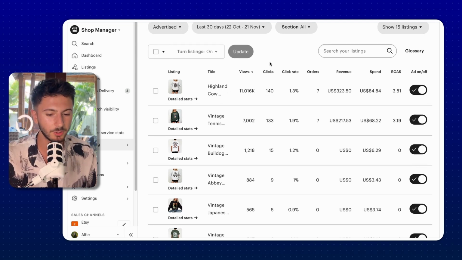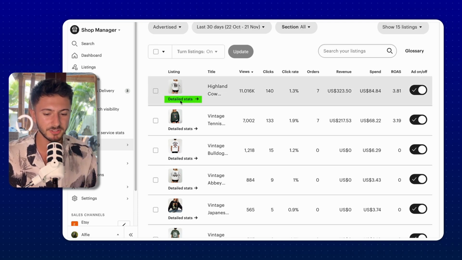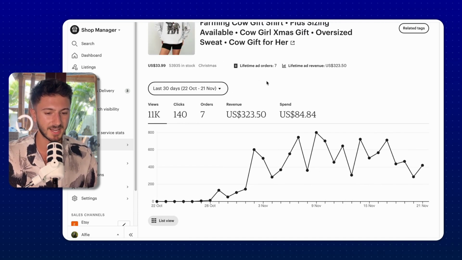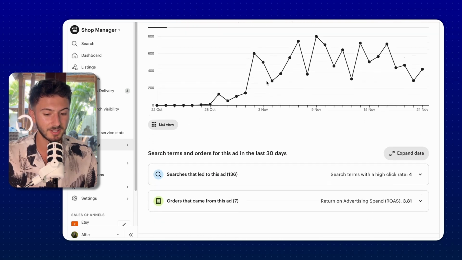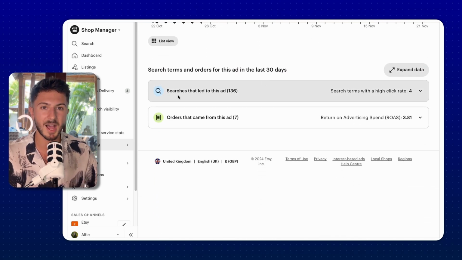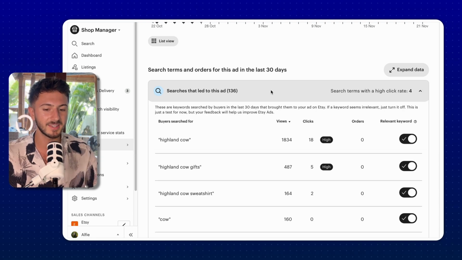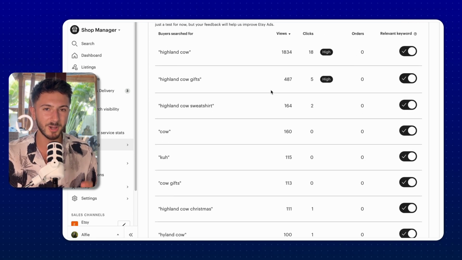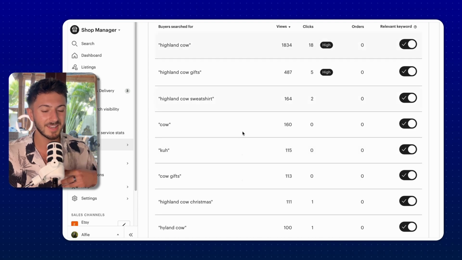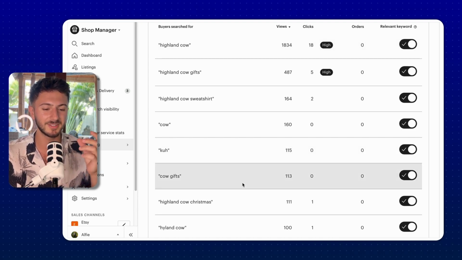And if you look at any of your listings on Etsy ads, you'll see this detailed stats button. If you click into this detailed stats, it's actually going to present us the search terms that people are actually typing in on Etsy that lead them to then click in and order your products. So if you expand this here, you can see all of the search terms that buyers have been searching for that have then led to my product I'm advertising, both showing up on their screen to get the view and also them then clicking onto the product.